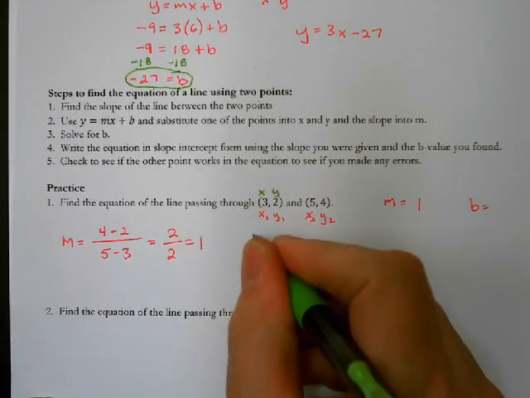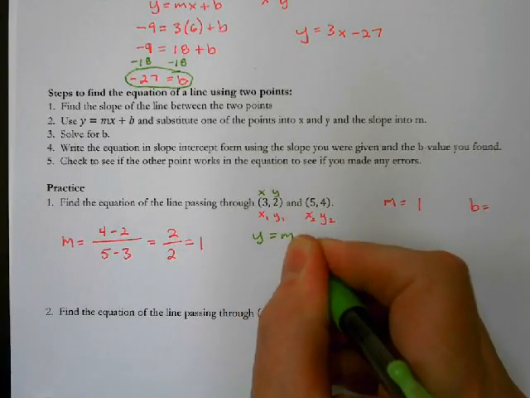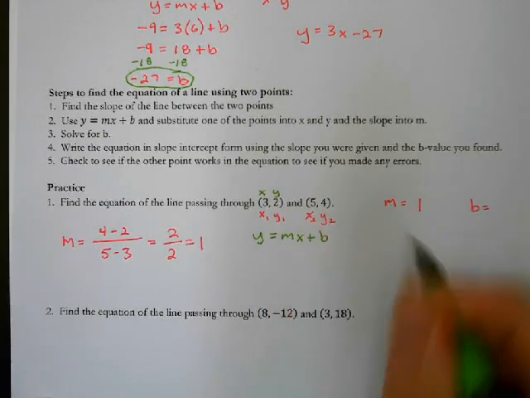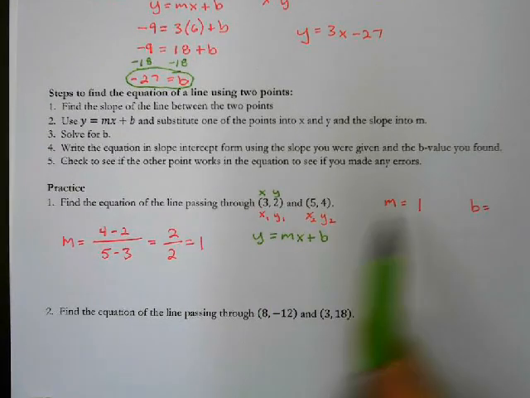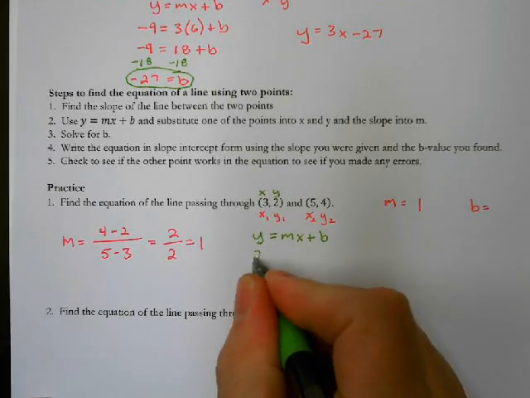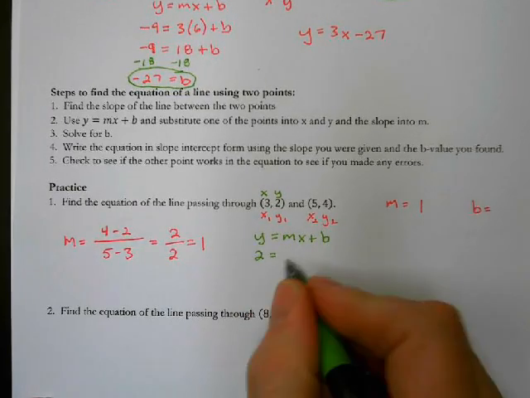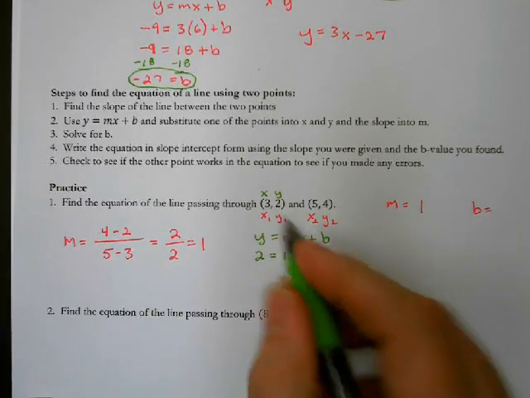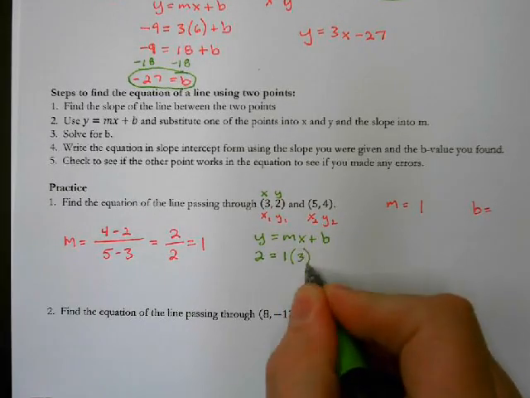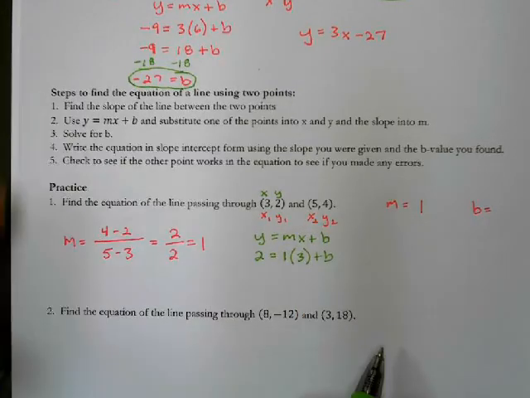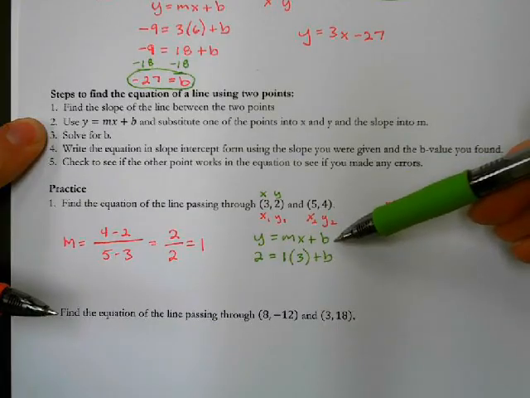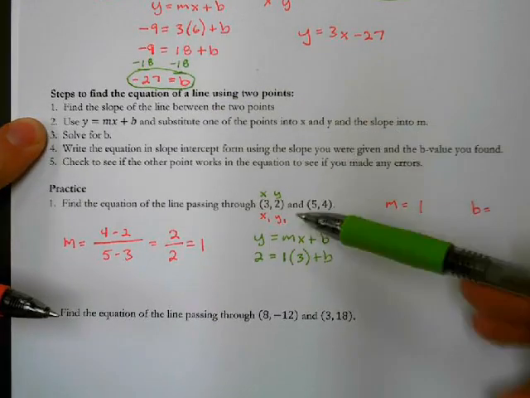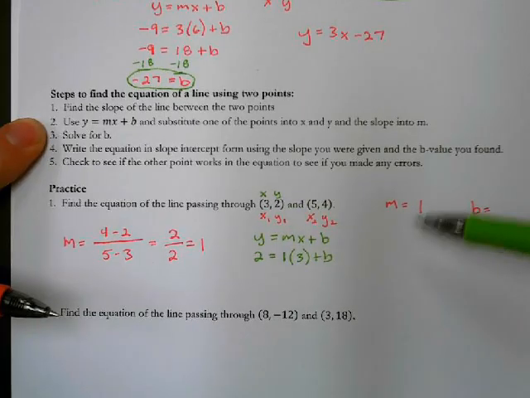So we're going to use y equals mx plus b. And step number 2 says we plug in the point and we plug in the slope. So instead of y, we plug in 2. Instead of m, we plug in 1. Instead of x, we plug in 3. We just did step 2. Step 2 says use y equals mx plus b, which I did. I substituted one of the points. I used this one, 3, 2. And the slope right here was 1.